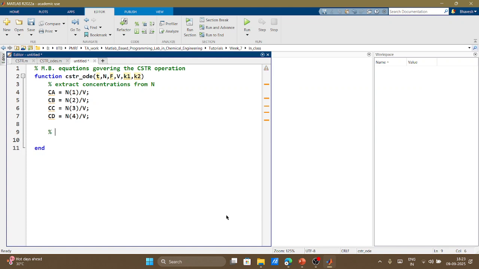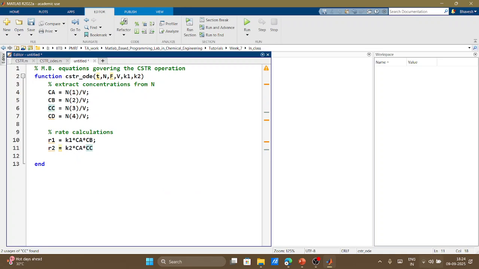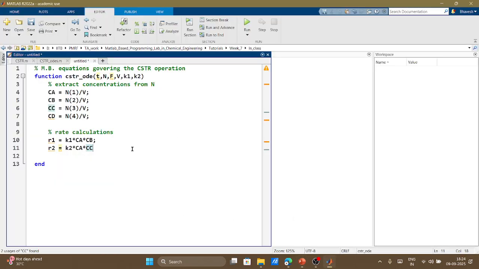So my rate calculation: R1 is equal to K1 into CA into CB. Your rate 2 will be given as K2 into CA into CC, right? So here are the rate expressions given. R1 is K1 times CA into CB, R2 is K2 times CA into CC. Okay, so we have computed both R1 and R2. Now I can put my ODEs here.